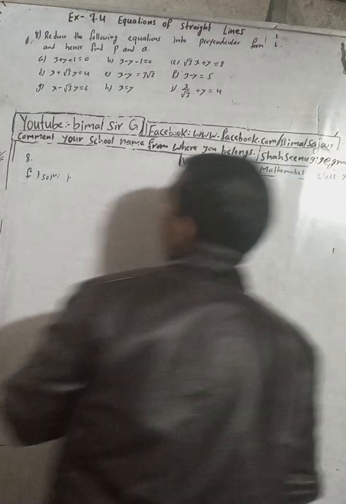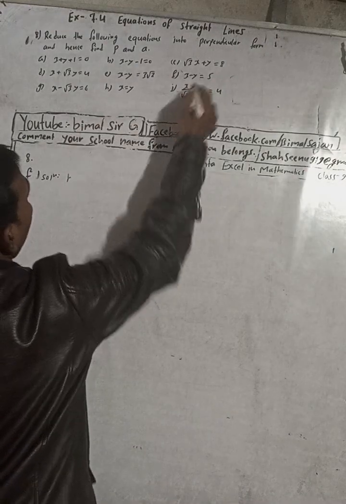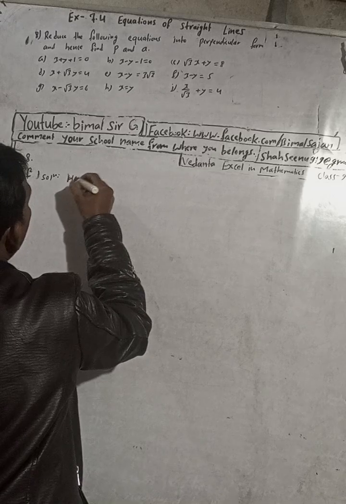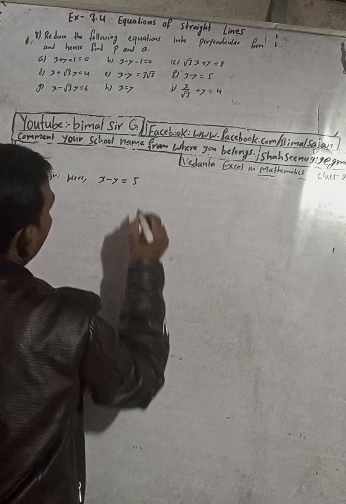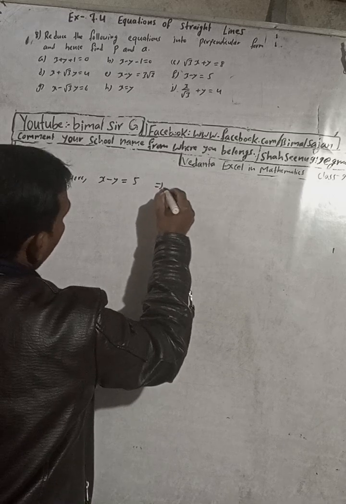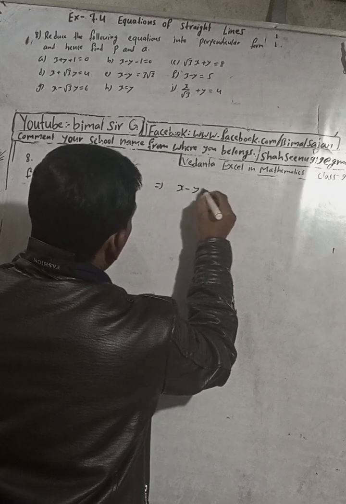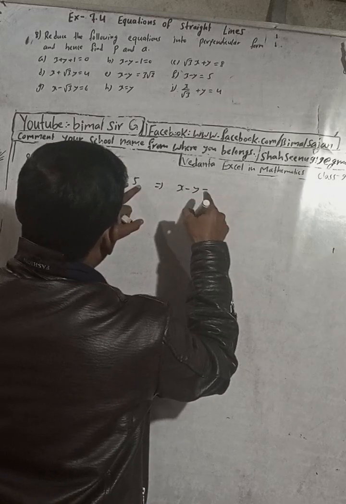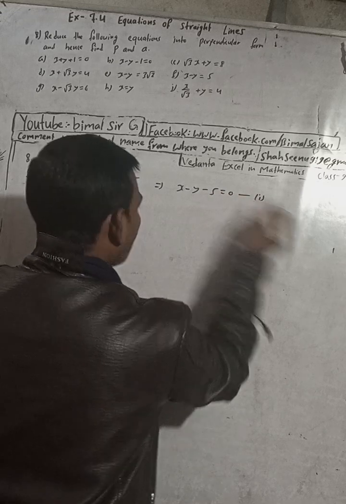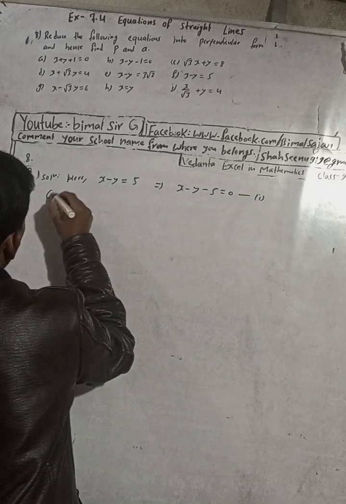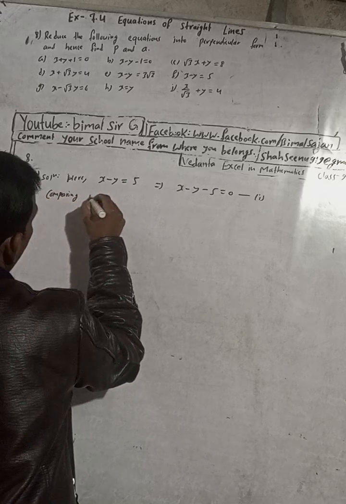Now F number. Here the equation is x minus y is equal to 5. This implies x minus y minus 5 is equal to 0. This is now our equation 1. Now compare.